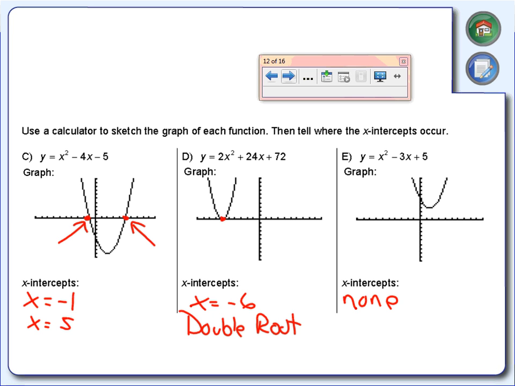There are no x-intercepts. Which means we have, and I want you to write this down as well, no real solution. There's a solution. It's just not a real solution. And we're going to get real close to finding those imaginary solutions here pretty soon. So these are the three possibilities. We can have two x-intercepts, one x-intercept, or no x-intercepts. If there's one x-intercept, we call it a double root. If there are no x-intercepts, well, then we have no real solution.